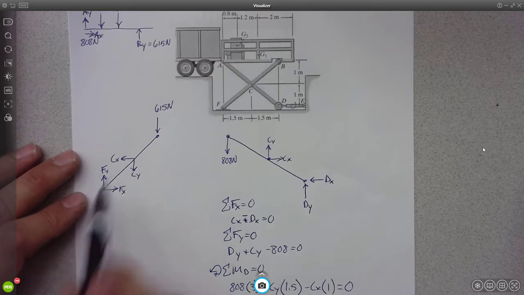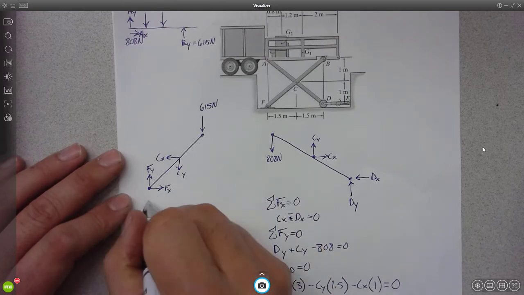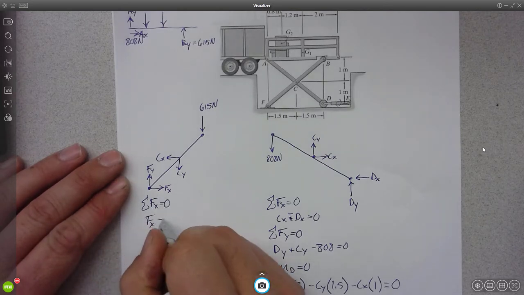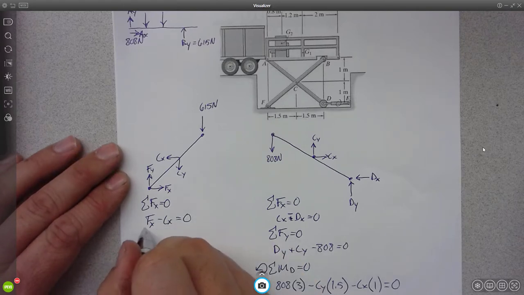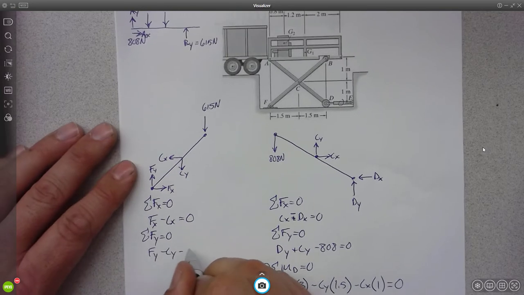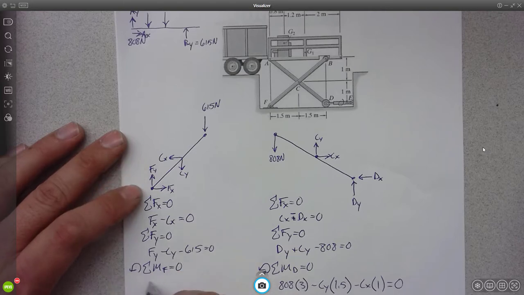So again, four unknowns there, so I have to come over and write a set of equations for this member, BF. Sum of the forces in the X, I'll have FX minus CX equals 0. Sum of the forces in the Y, I'll have FY minus CY minus 615 equals 0. And then I'll sum the moments about F and set them equal to 0. So I'll have CX times 1 minus CY times 1.5 minus 615 times 3 equals 0.